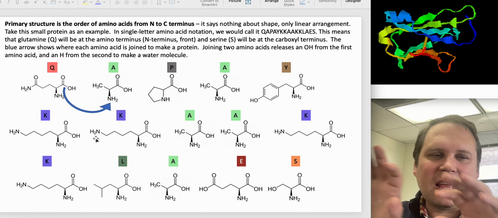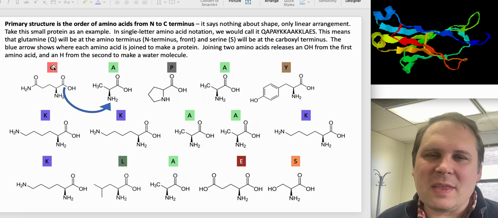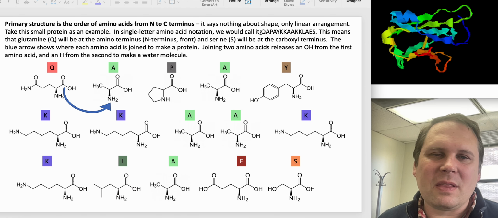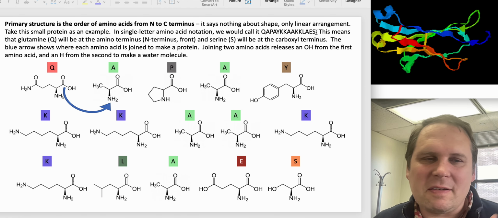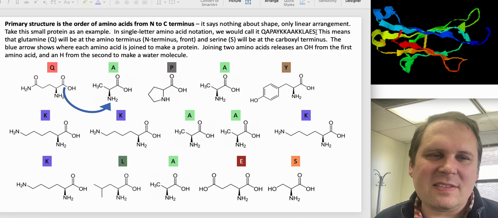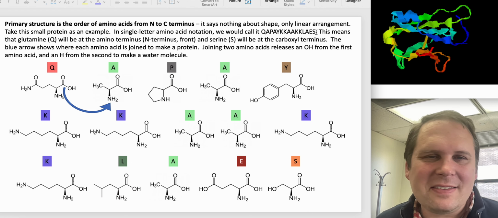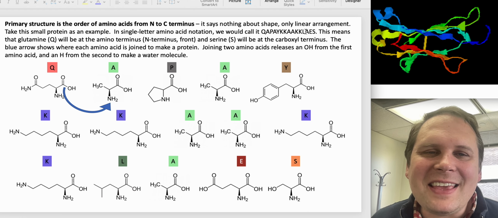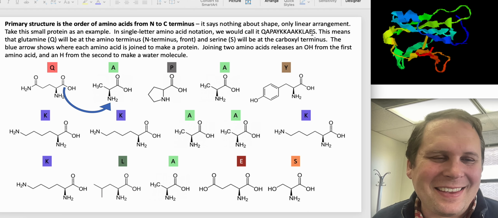And so if we were to lay these all out in a row, it would look like this. So this is an example of an amino acid sequence. And you can tell it's amino acids and not nucleotides because there's no nucleotide K or L or E.